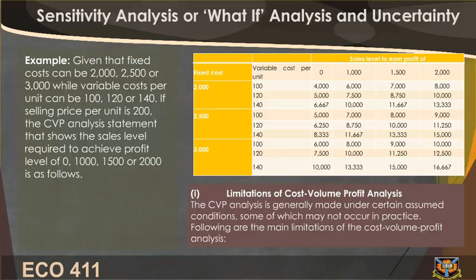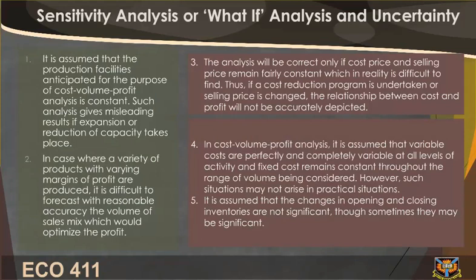Limitations of cost volume profit analysis. The CVP analysis is generally made under certain assumed conditions, some of which may not occur in practice. The following are the main limitations of the cost volume profit analysis. 1. It is assumed that the production facilities anticipated for the purpose of CVP analysis is constant. Such analysis gives misleading results if expansion or reduction of capacity takes place.